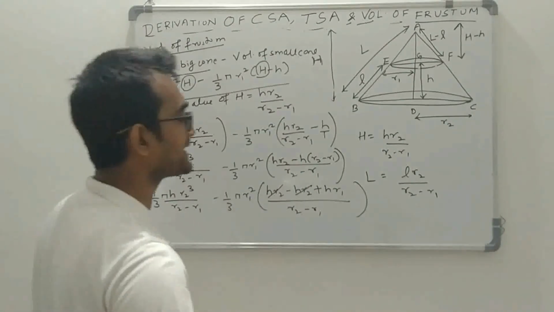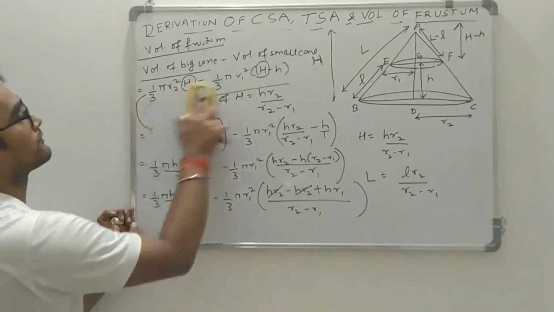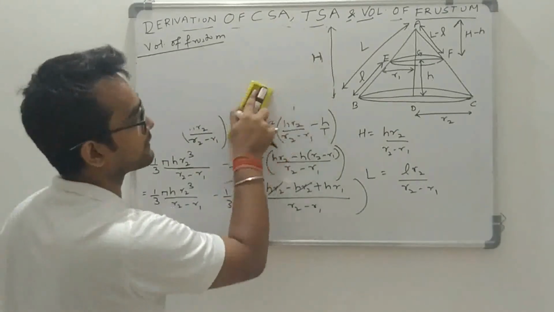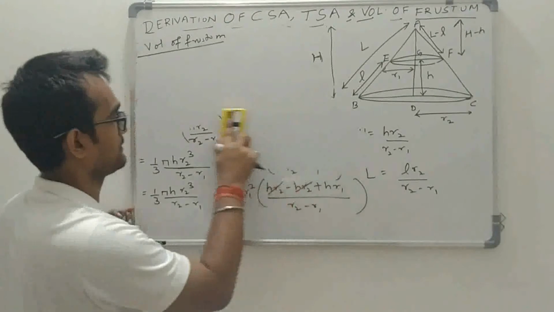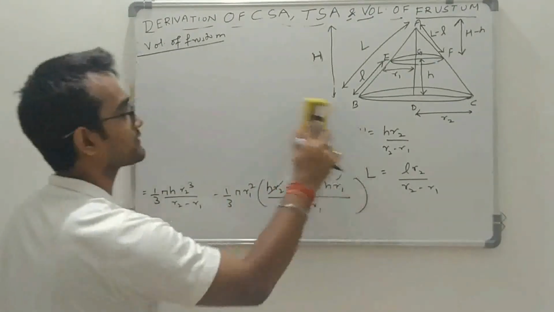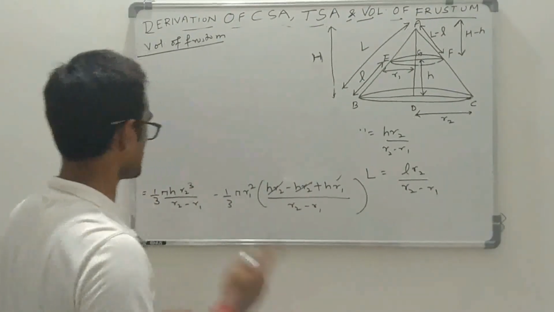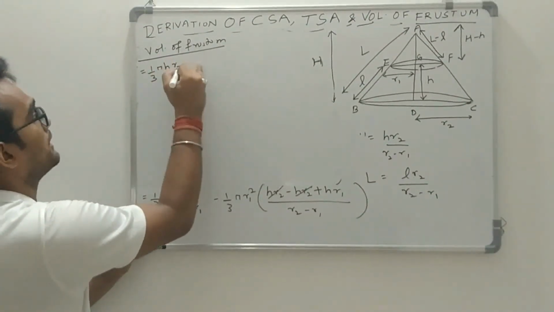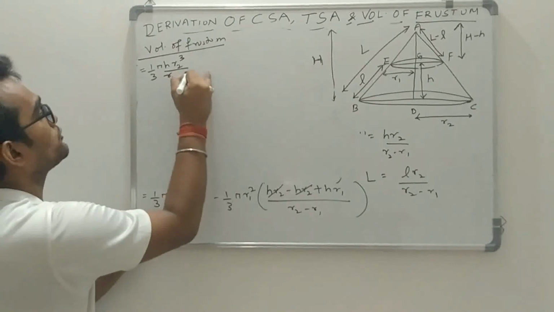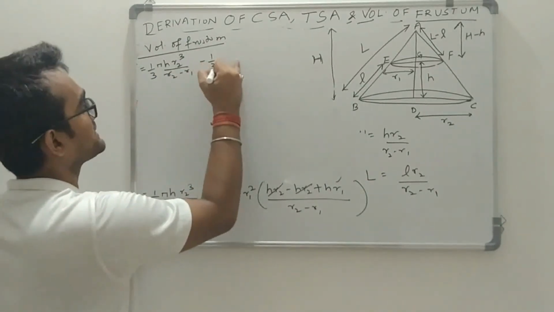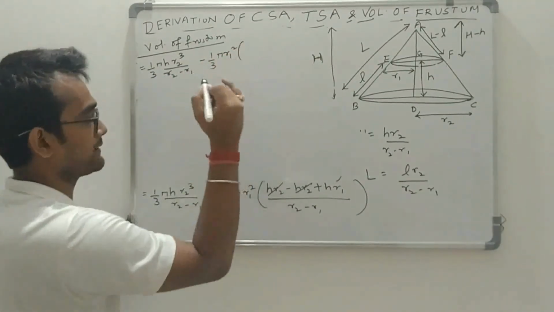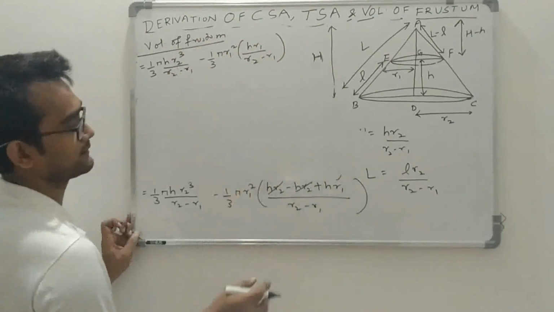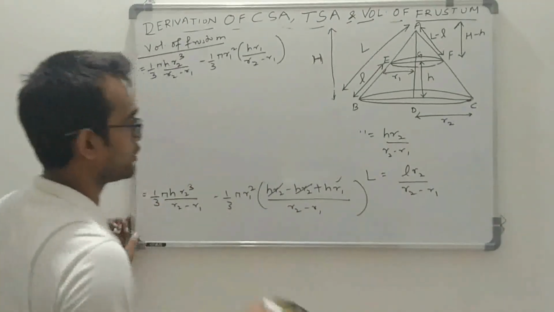Now I will proceed to the next step. For that I have to rub it off. I will not rub the last step because it has to be used. First I will write 1 by 3 pi h r2 cube upon r2 minus r1 minus 1 by 3 pi r1 square hr1 upon r2 minus r1. And these two are cancelled. Now I will rub it off.